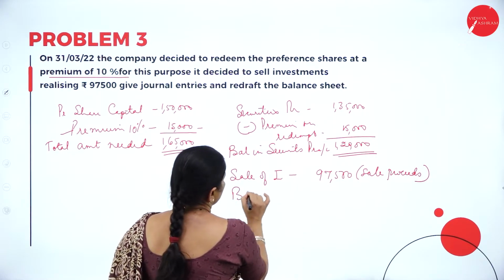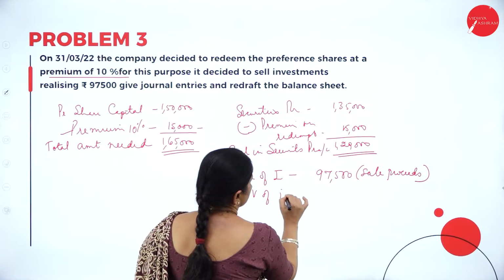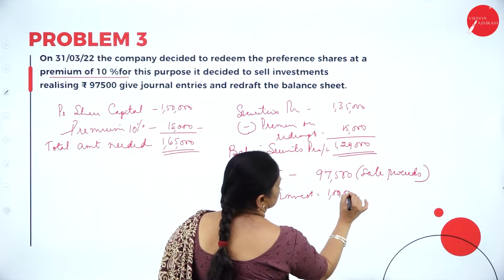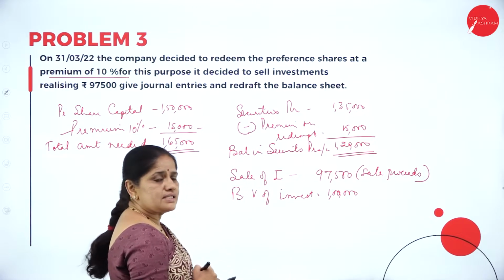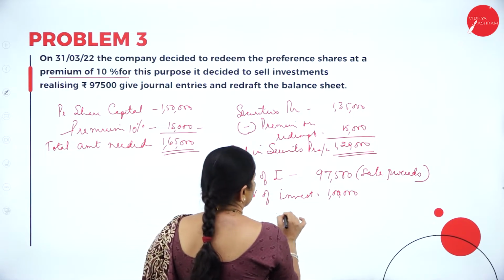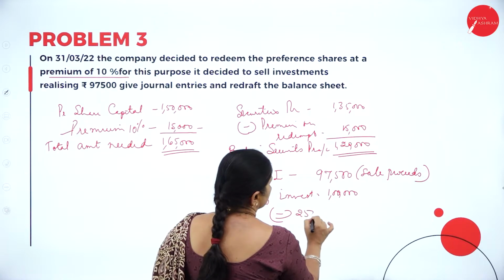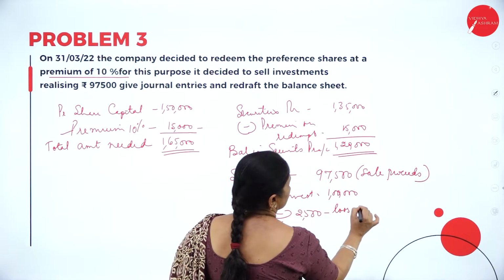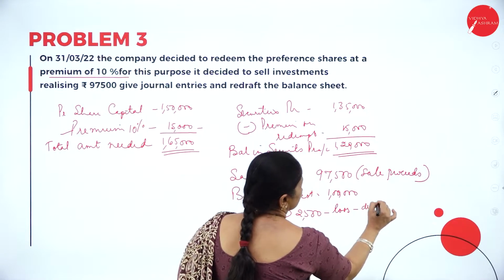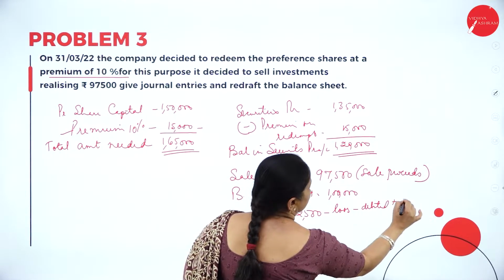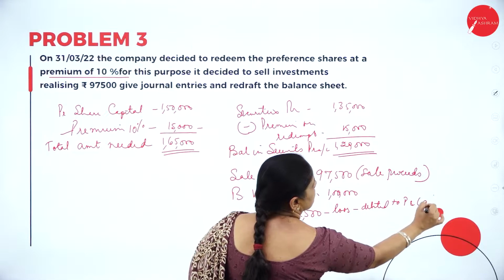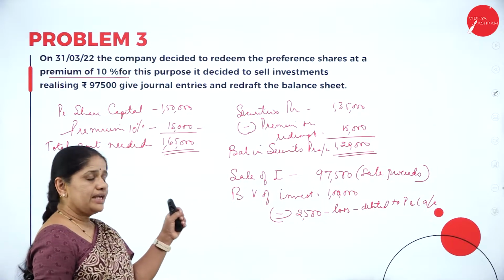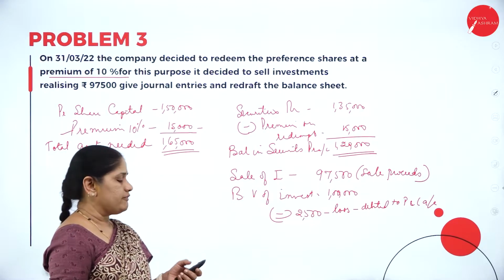Now what is the book value of investments? 1 lakh. So what is the difference amount? So there is a difference of 2,500, which is a loss to be debited to P&L account. So 1 lakh we are raising by the sale of investments.